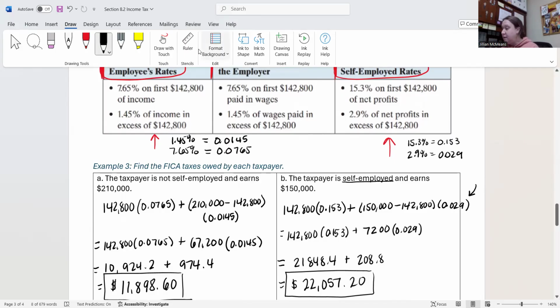Okay. So in the last video, what we're going to do is we're going to look at how to calculate your paycheck. So like your actual gross pay and then your pay stub.